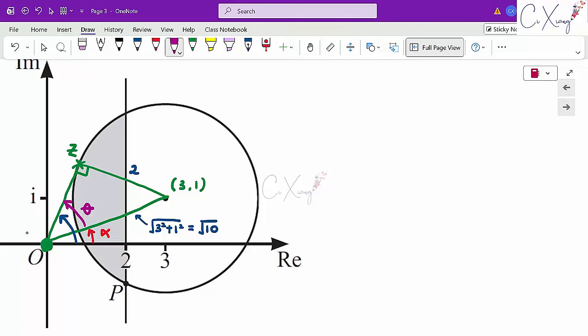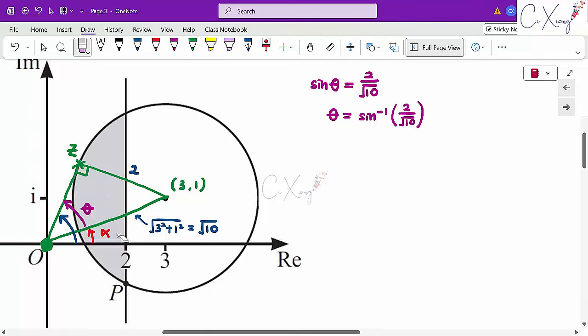According to this green color triangle that I draw, sine theta means opposite over hypotenuse, right? So I'm having the value of sine theta equals to 2 over square root 10. And after that, what's the value for theta here? So theta should be equal to sine inverse 2 over square root 10. All this value is from the green color triangle, right?